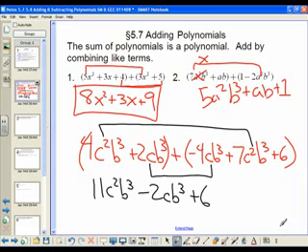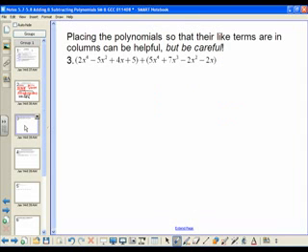Make more sense? This is what we're doing. Now there's another way to do this. You can either do it this way that I'm doing, which is perfectly fine, but there's also another way. It's called the column method.